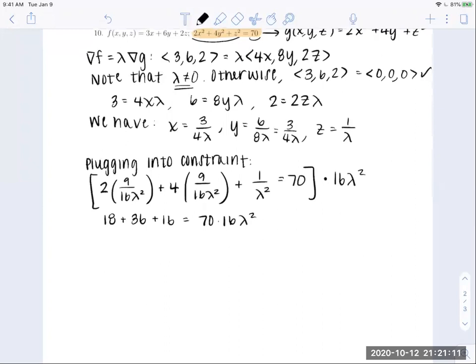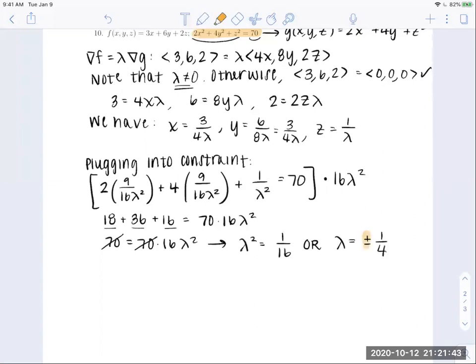If I add up everything on the left-hand side, 36 plus 16 is 52, plus 18 is 70. So I have 70 equals 70 times 16 lambda squared. No need to even carry out that multiplication because I'm just going to divide both sides by 70. And so I conclude here that lambda squared is 1 over 16. In other words, lambda is plus or minus 1/4.